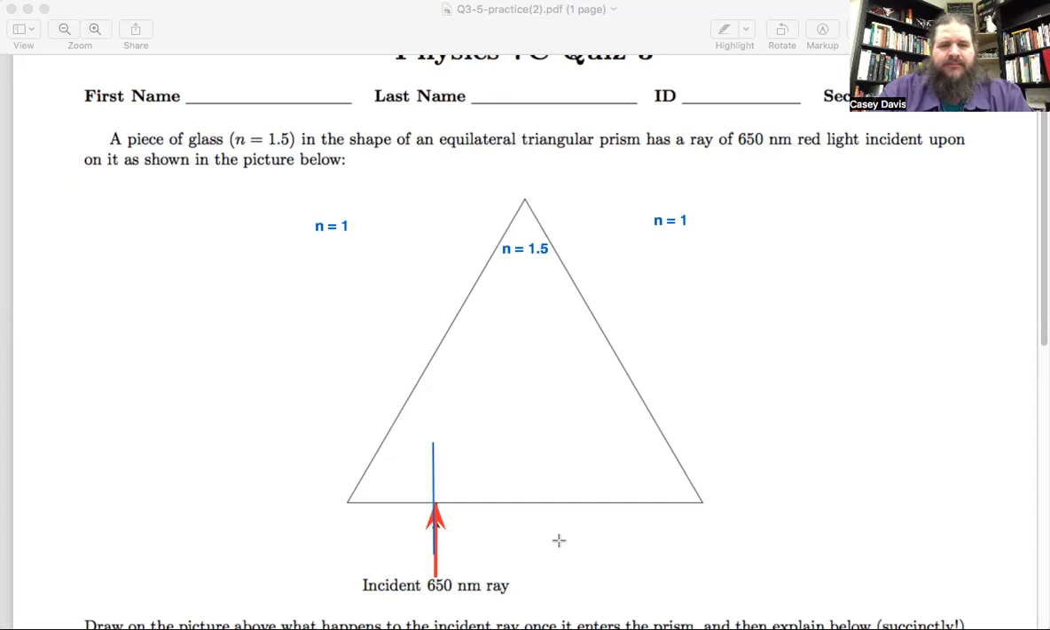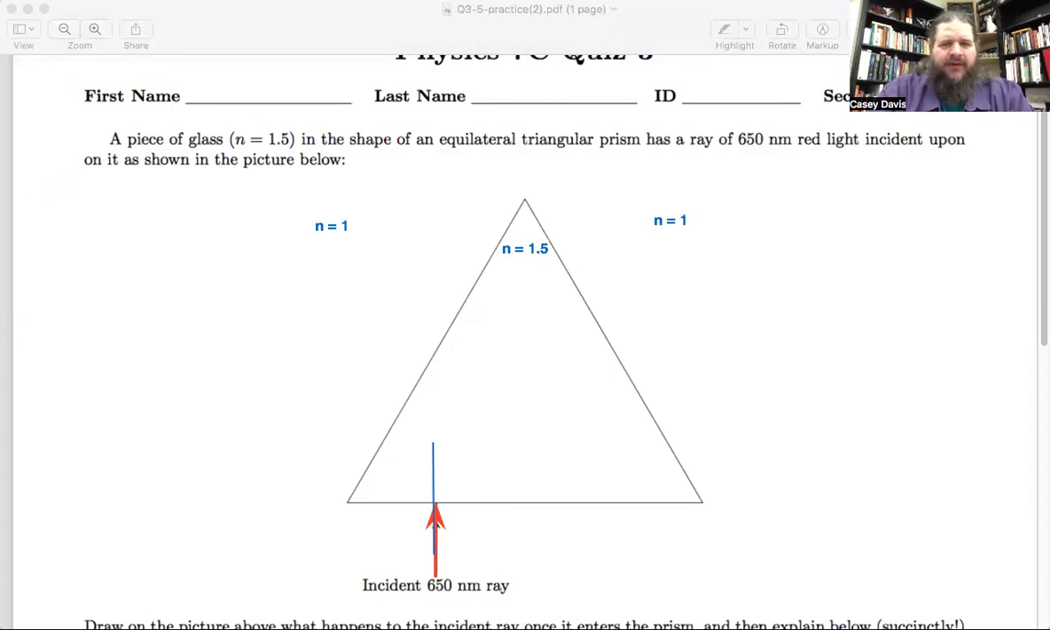0 degree angle. Yeah, exactly. It's coming in at an angle of 0 degrees. And according to Snell's law, if the incoming angle is 0 degrees, the resulting angle should also be 0 degrees. Let me actually write out Snell's law here so we can refer back to it.